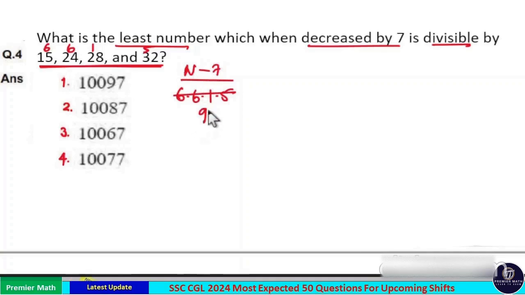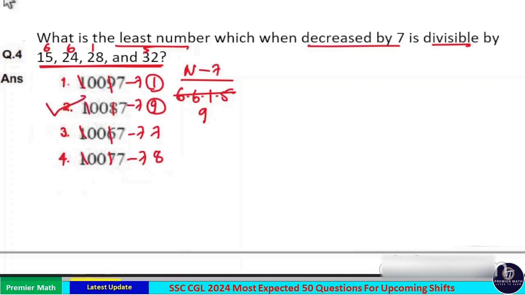That is, n minus 7 is divisible by 9. Now subtract 7 from all these given options. Then the subtracted number should be divisible by 9, means the subtracted number's digital sum should be 9. So check the digital sum. 1 plus 9 is 10, so 1 is the digital sum here. 8 plus 1 is 9, 9 is the digital sum here. 6 plus 1 is 7, the digital sum here. 7 plus 1 is 8, the digital sum here. Which means option 2 is your answer. In this way you can find the answer. But here you can see the digital sums of all these numbers are different. If all these numbers' digital sum is 9, then you cannot apply this method. In that case, you need a different approach.